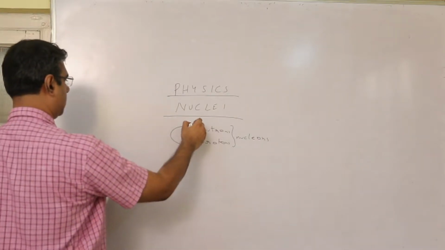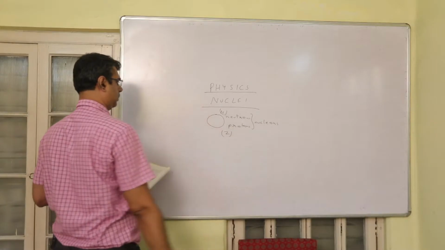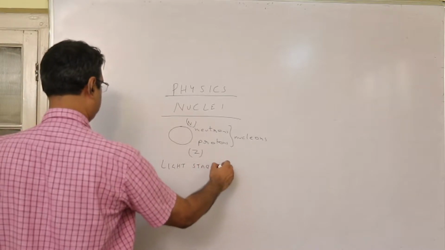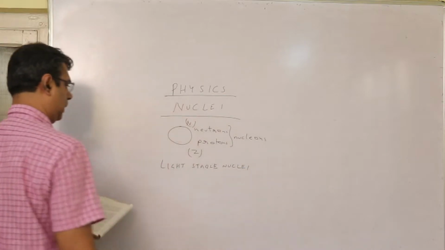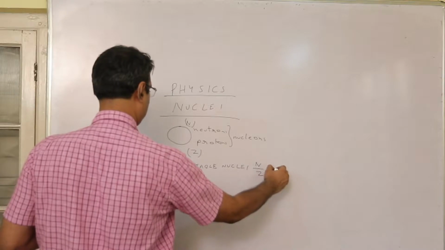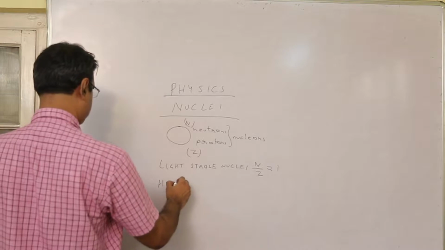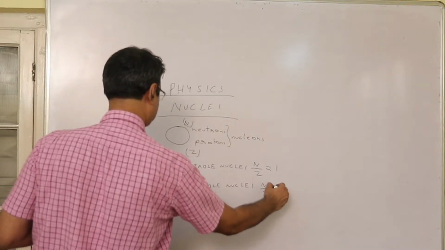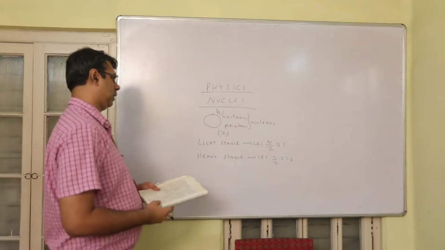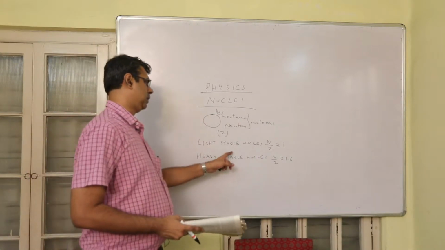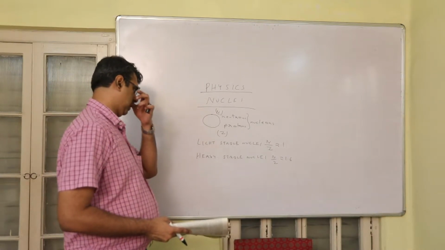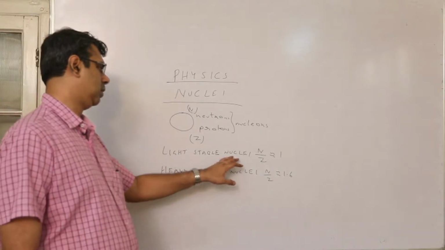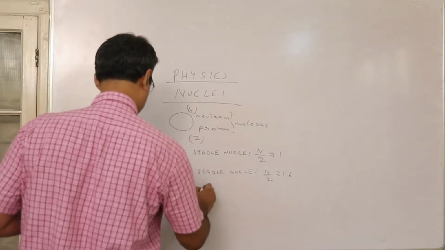Now, in any atom, if the number of neutrons is denoted by N and the number of protons is denoted by Z, then nuclei which are stable can be broken into two categories. A light stable nucleus has N by Z approximately equal to 1, and a heavy stable nucleus has N by Z approximately equal to 1.6. So those nuclei which have very low mass number and which are stable, their N by Z ratio is nearly 1, and those nuclei which have very high mass number and they are stable, their N by Z ratio is approximately 1.6. Nuclei which do not fall into either of these two categories can be categorized as unstable nuclei.